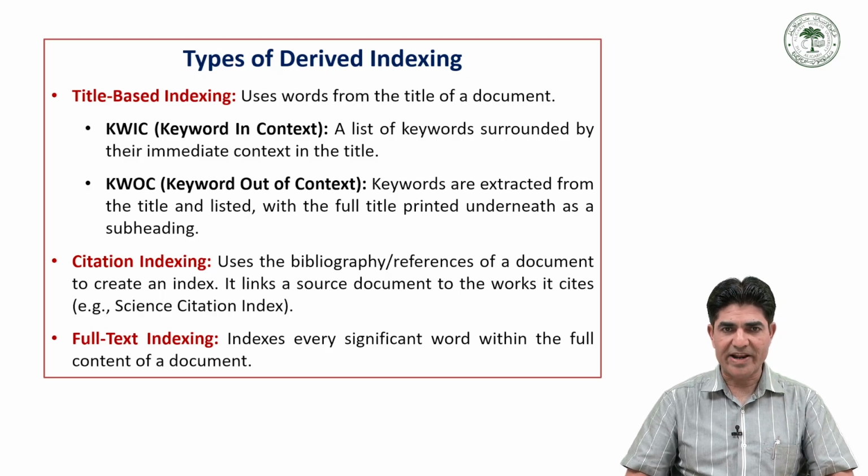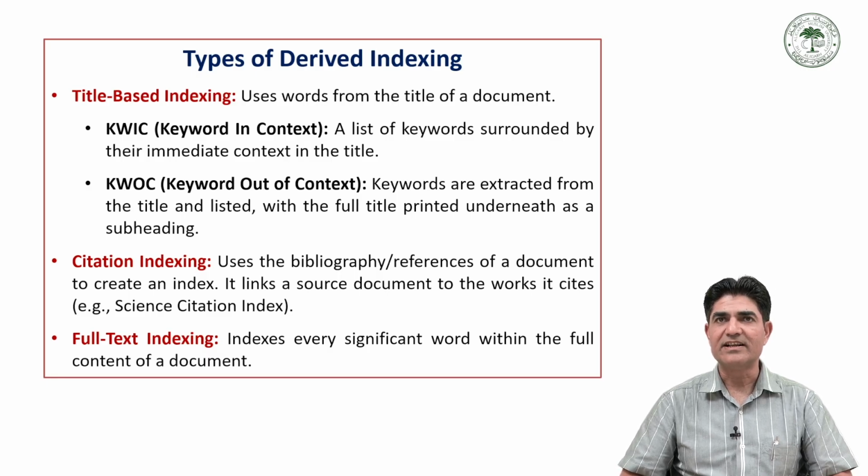Another system of derived indexing is citation indexing, which uses the bibliography, that is the list of references of a document, to create an index. It links a source document to the works it cites. One of the important examples of this kind of indexing is the Science Citation Index and even the Humanities Citation Index. These are the early efforts by the Institute for Scientific Information.